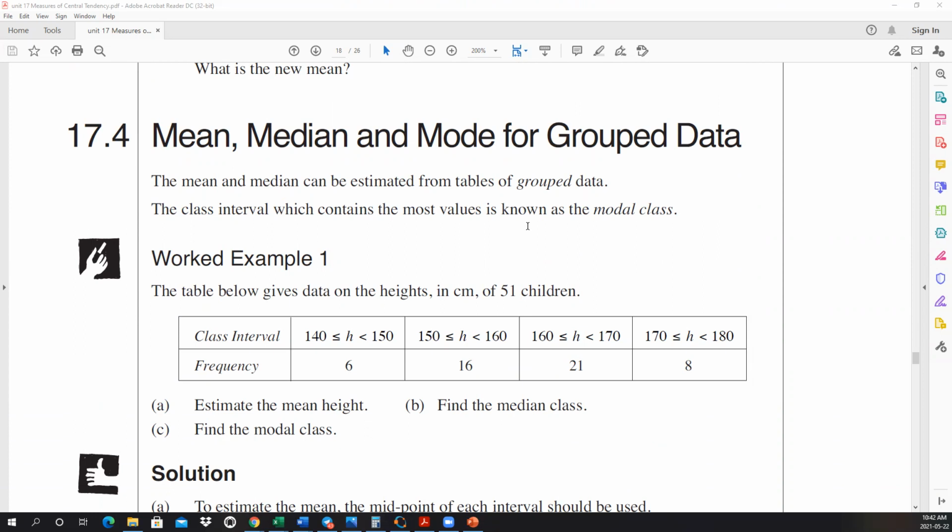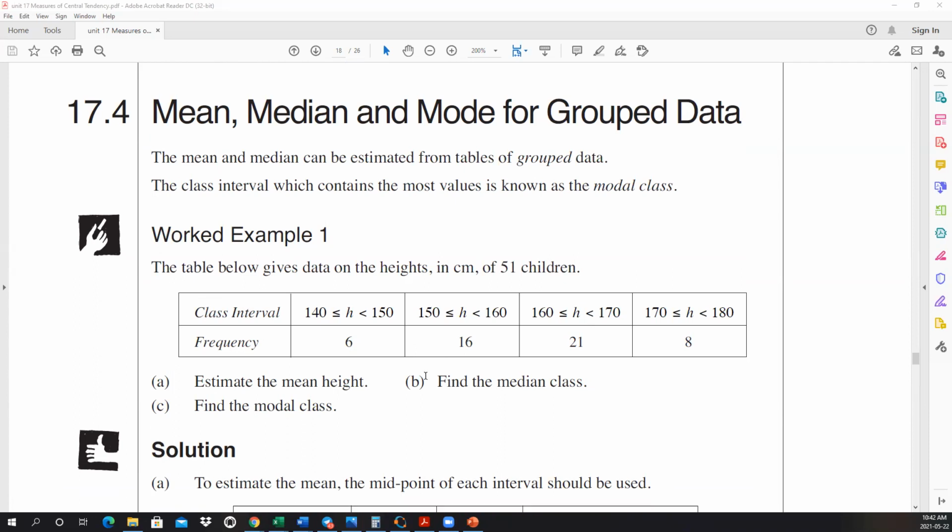All right, so worked example number one. The table below gives data on heights in centimeters of 51 children. You have the class interval and then you have the frequency, and they ask to estimate the mean height, find the median class, and find the modal class.